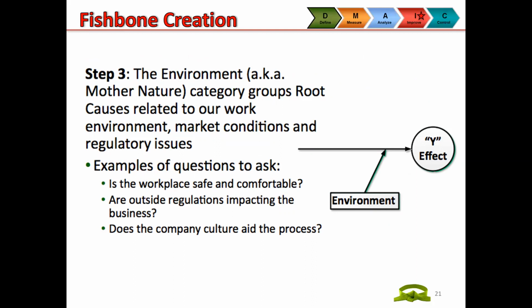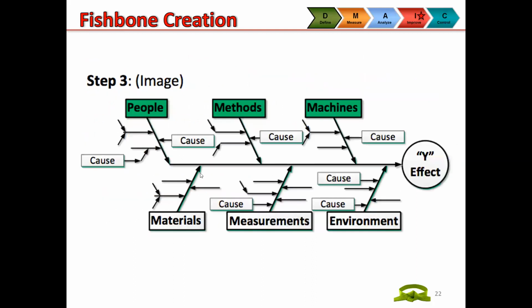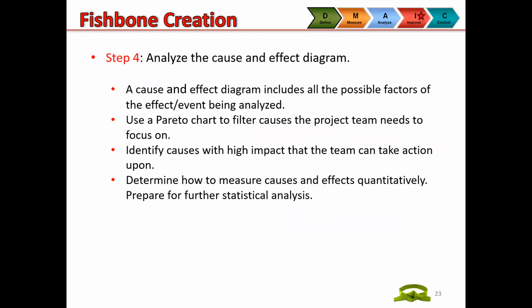Is the company culture aiding or hindering the process? Are outside regulations impacting it? And you put them all together, and each of the small spines for each area goes on the fishbone. And then you start looking at, all right, can we get the root cause here? What are one or two things that are likely causing the what? And you analyze the diagram as a group.